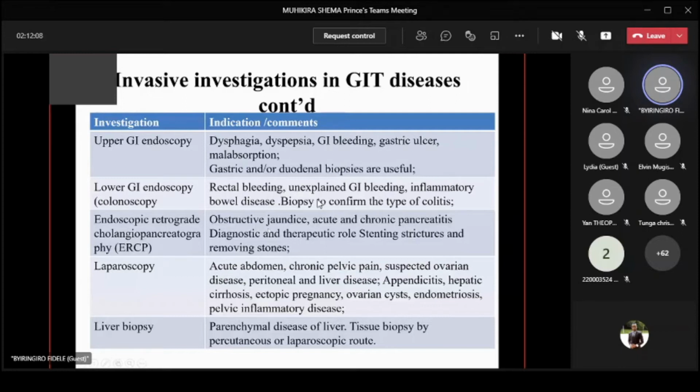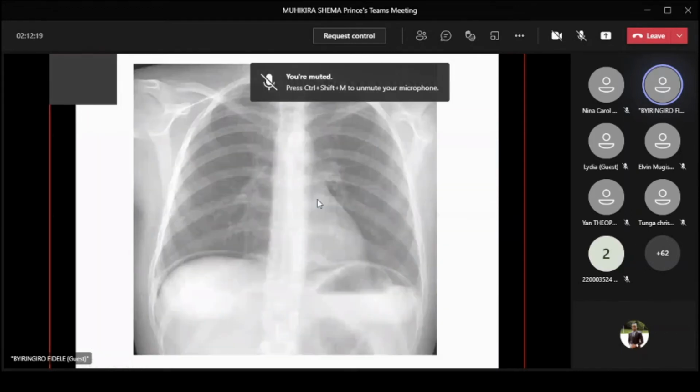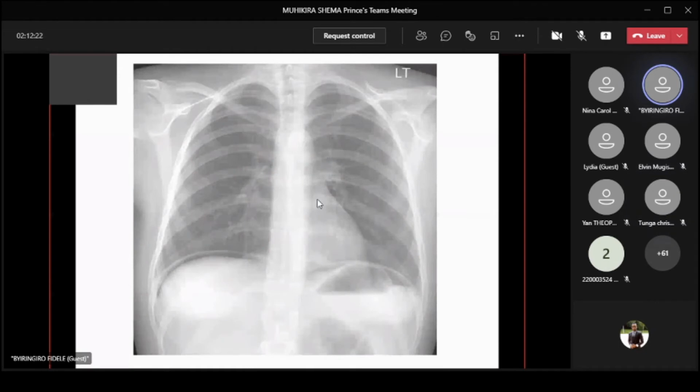So this is an example of a, what is this, Christian? Which one, sorry? I'm seeing the meniscus under the diaphragm. I asked, what is this? It's an X-ray of the chest. Yes, this is a chest X-ray.